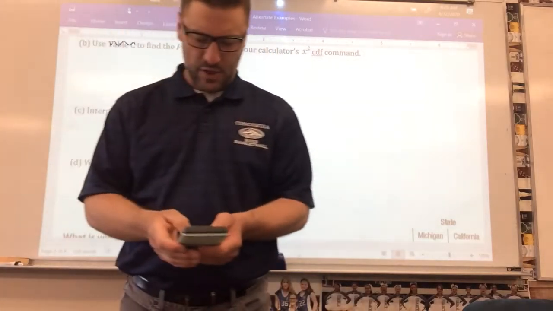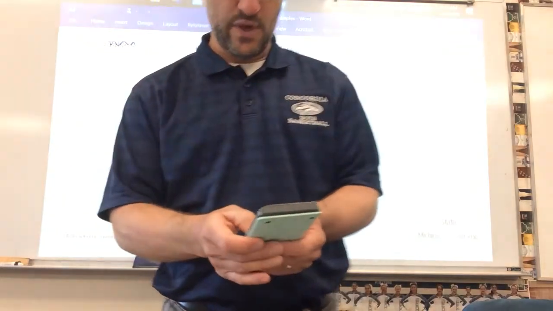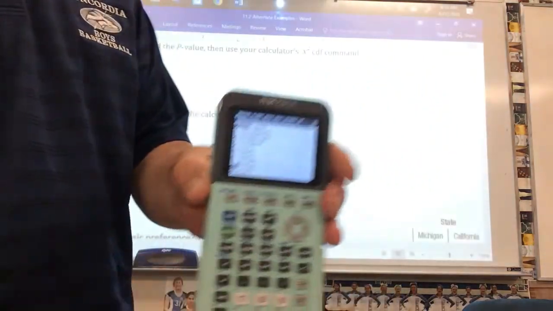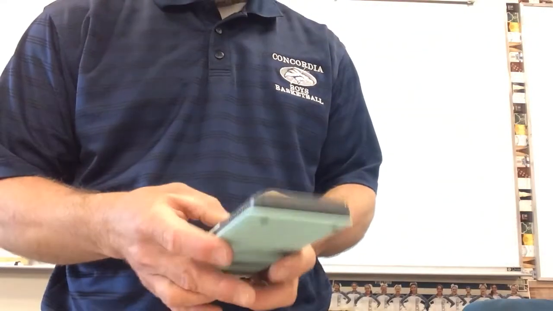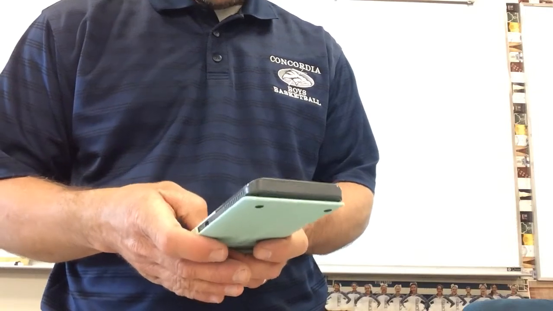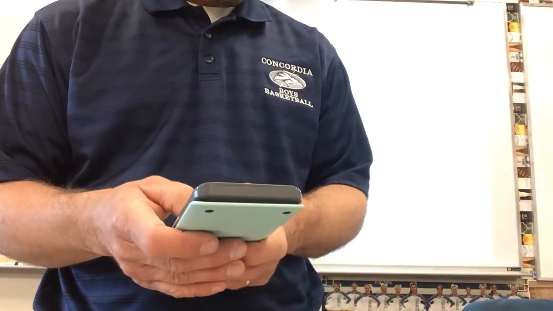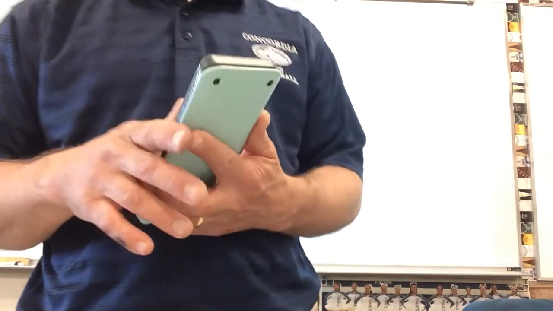So I'm going to go second DIS, chi-squared CDF, right there. There's my chi-squared CDF, enter. It asks for a lower value. I'm going to go 8.167. The upper value, I'm going to go for 1,000. And now I got degrees freedom.